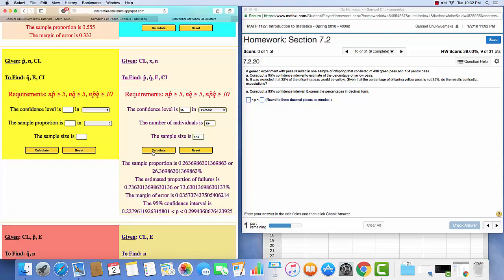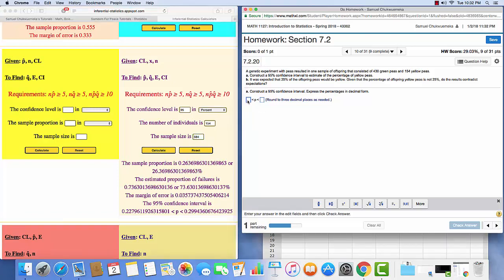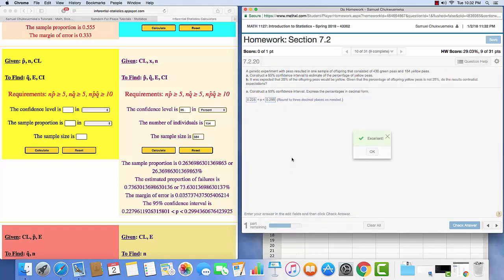And you press calculate. So the 95% confidence interval to 3 decimal places will be 0.228 as the lower bound and 0.299 as the upper bound. Okay?